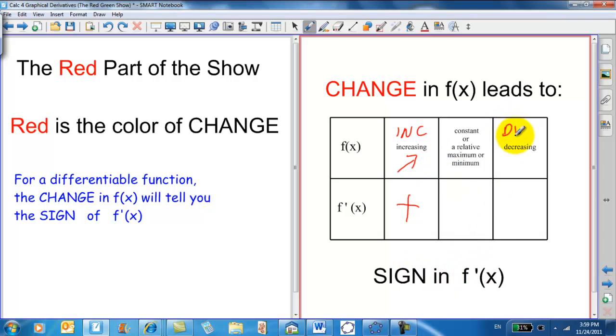If the function's decreasing, and sometimes I'll use this code, DEC, or just put a down arrow like this, the derivative is negative. And when a function's a constant or a relative max or min, a horizontal line is a constant, its derivative is 0. And the same thing you'll see when you reach relative max or min.